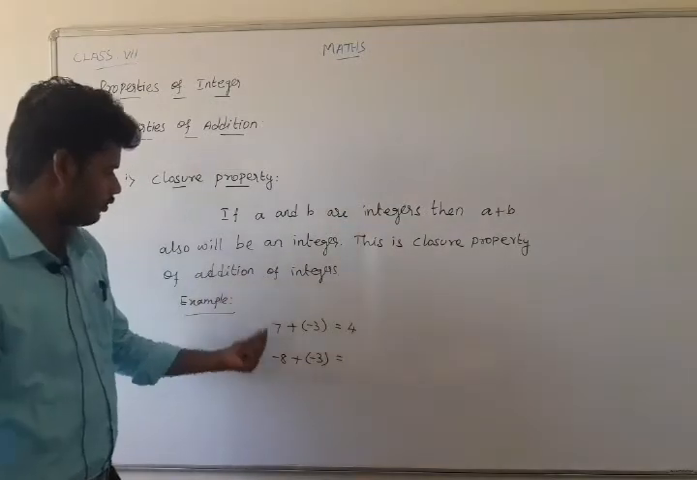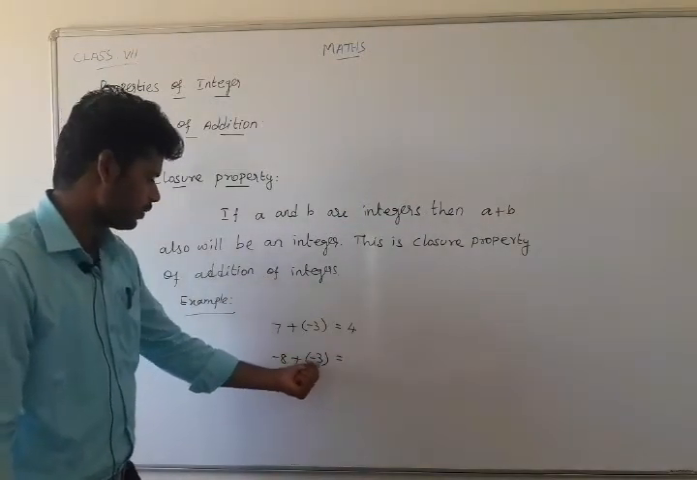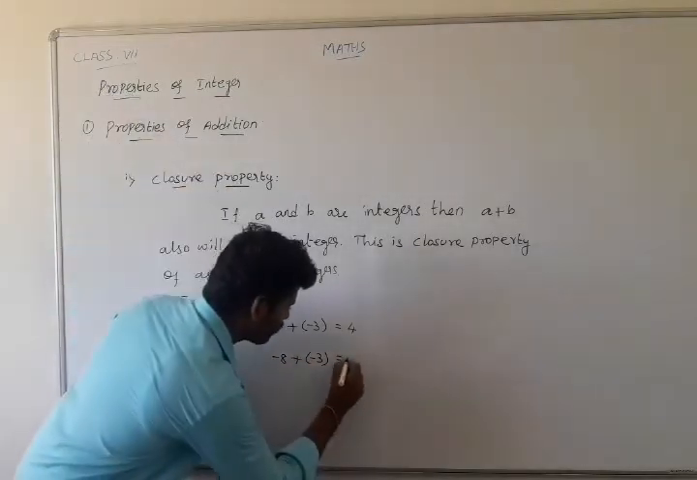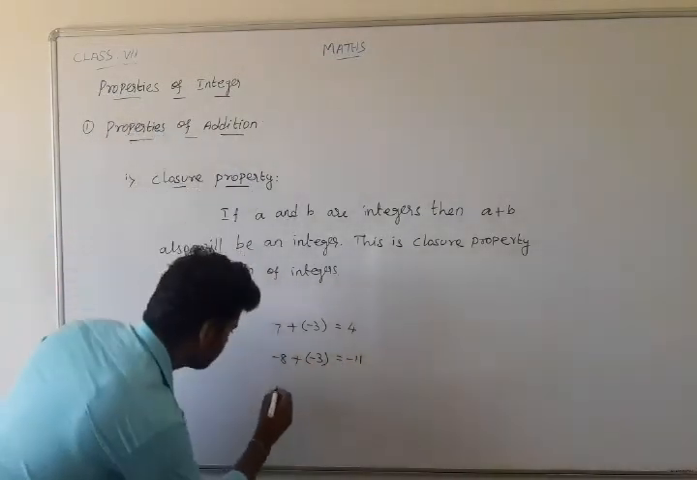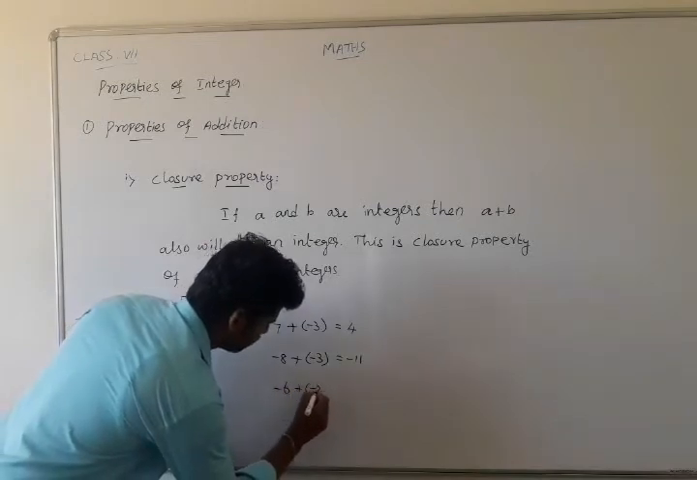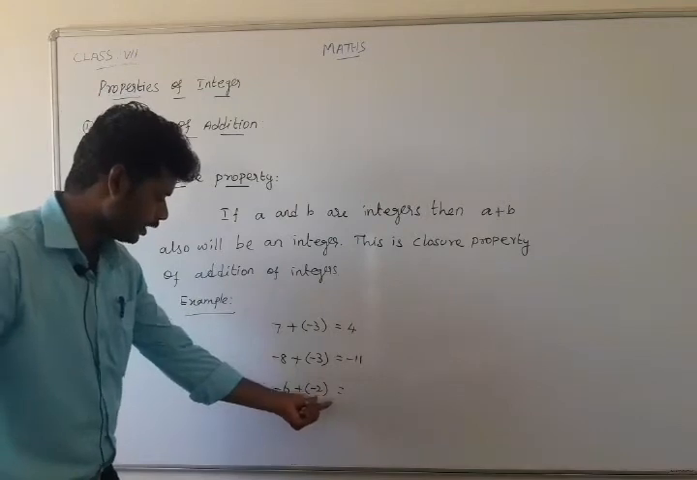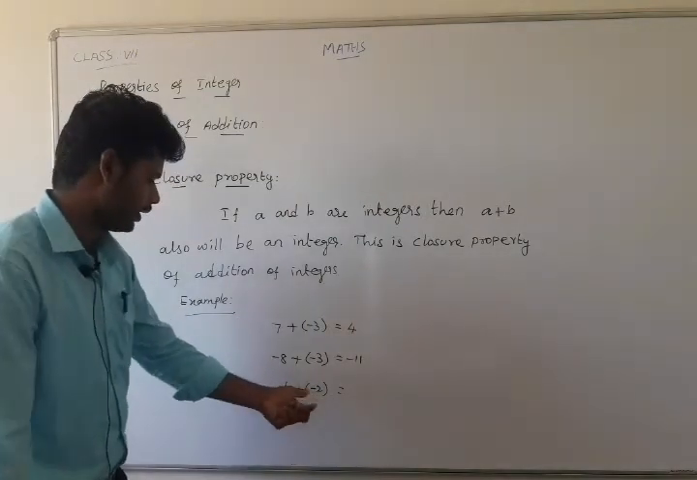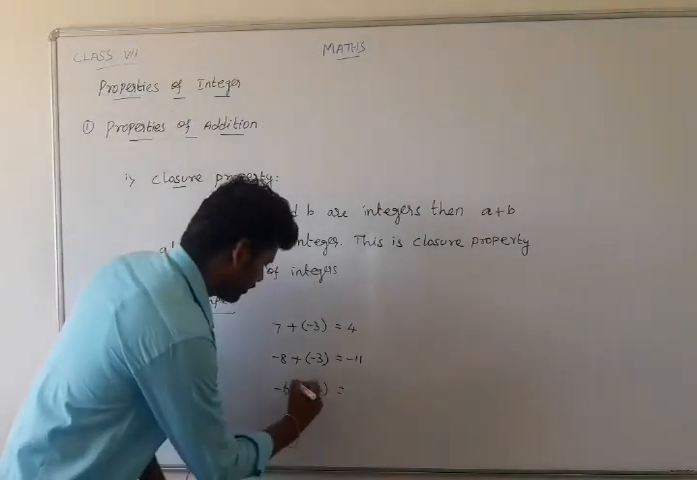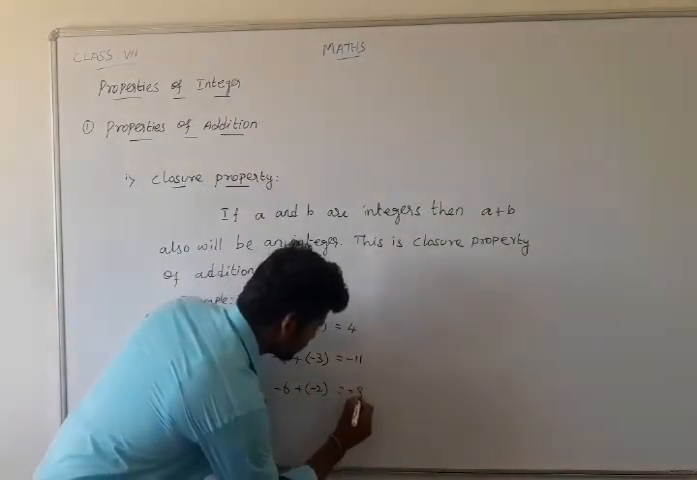Here, two values, A value and B value. Minus 8 plus minus 3, plus into minus is also minus, so this one is minus 11. Here, one value and another value: minus 6 and minus 2. Plus into minus is minus, so minus 6 minus 2 is minus 8.